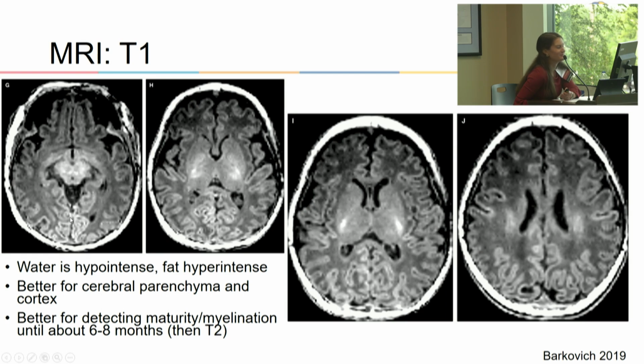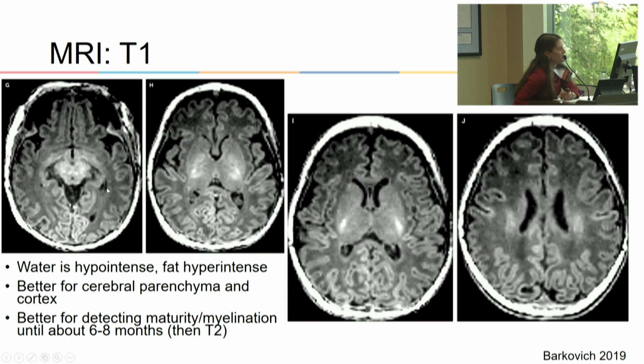It wasn't our fault. All right, so T1 imaging is one of the imaging sequences in MRI where the CSF and water is dark and fat is bright. So if you don't remember anything, that's CSF is dark, fat is bright. And so it's good. You can kind of see the outline of the cortex.